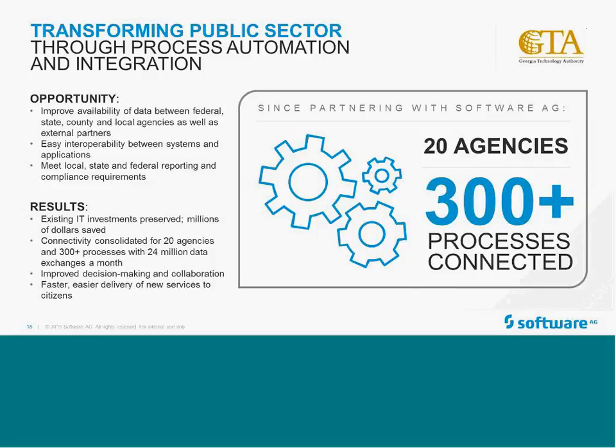And a story I like to tell is also about GTA, Georgia Technology Authority. They went through this transformation. They went through this data sharing. And while today it's over 20 agencies, over 300 processes, and over 24 million data exchanges, everything that gets exchanged at the state of Georgia between agencies is done through their Enterprise Service Bus.